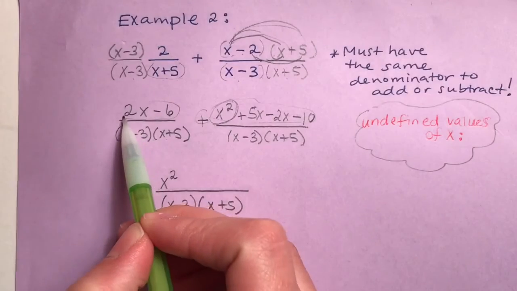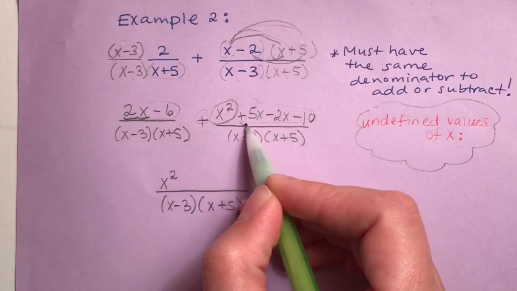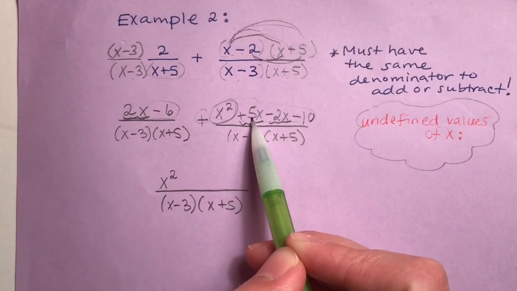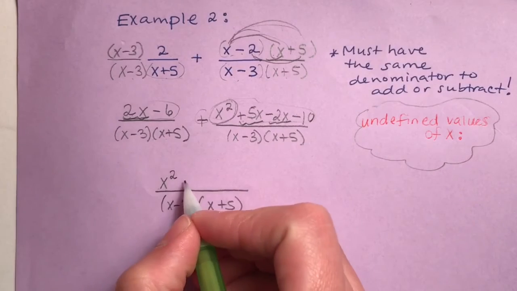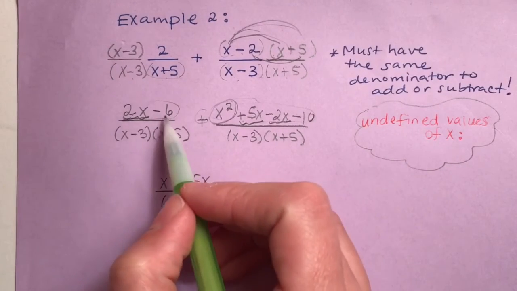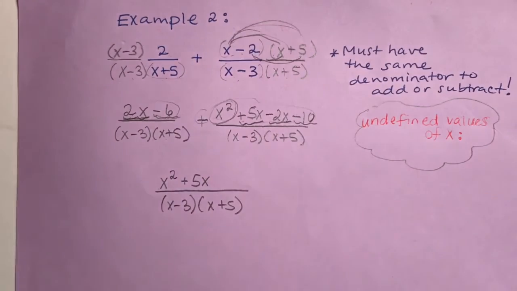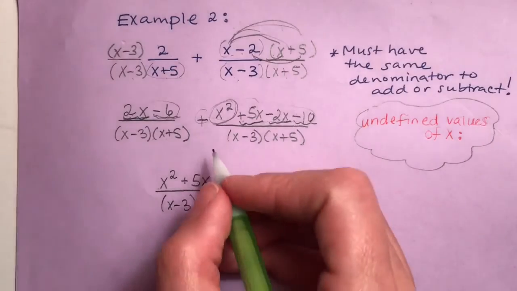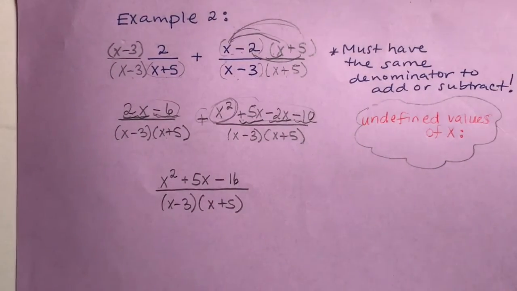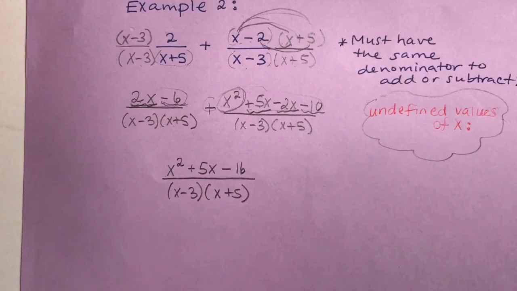And then I've got 2x. And other like terms would be 5x and negative 2x. 2 and 5 makes 7. Minus 2 makes us back to 5. So plus 5x. And then I've got negative 6 and negative 10. When I add those together, that gives me negative 16. And I cannot simplify the top anymore.